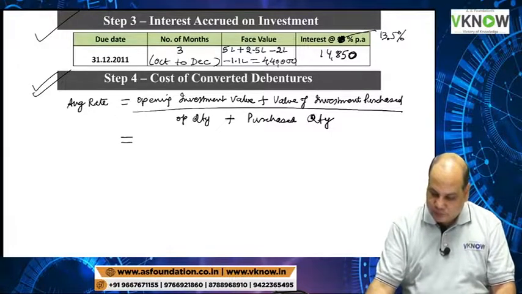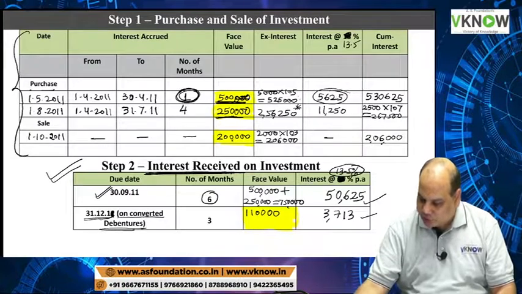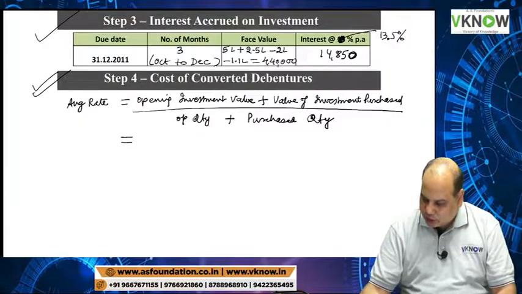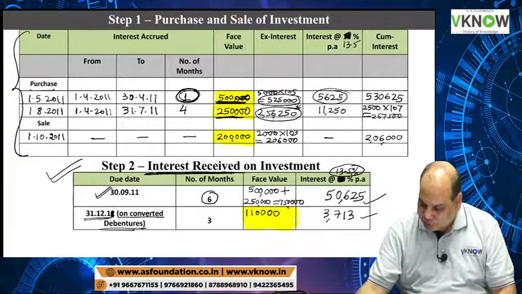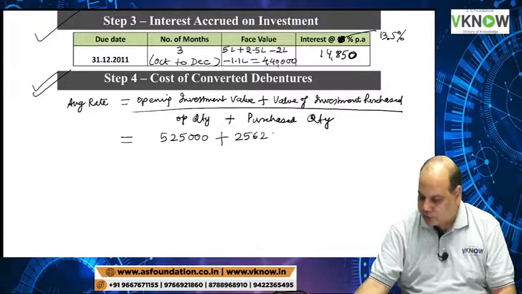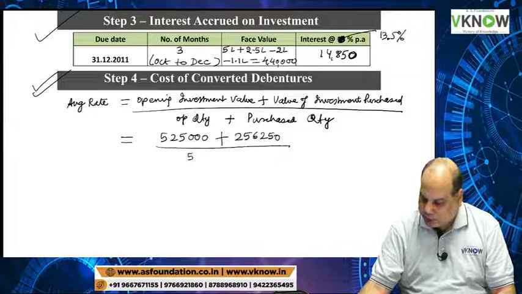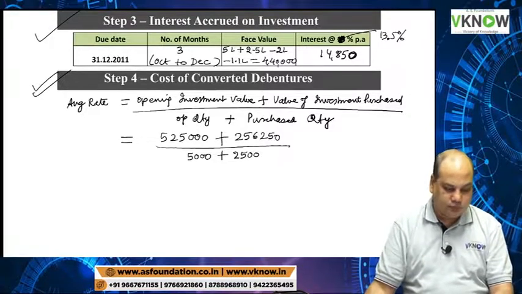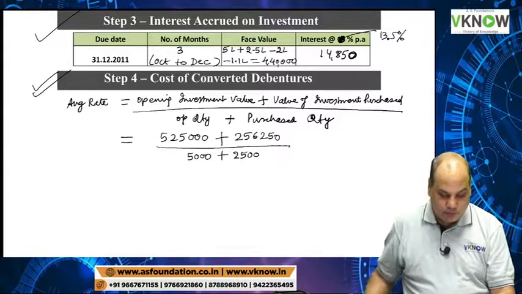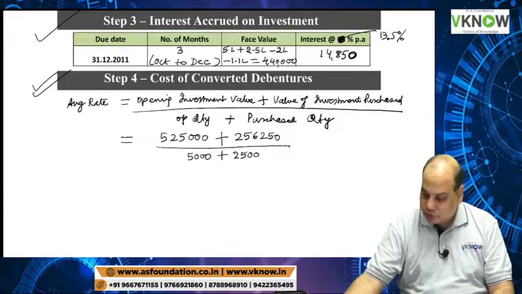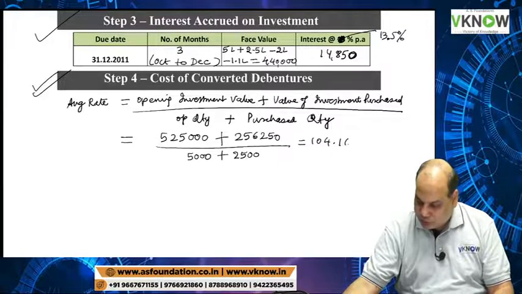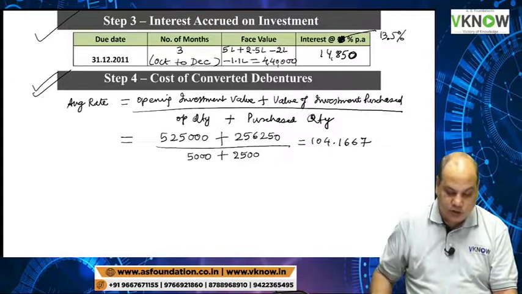Opening investment value, we will take this figure 5,25,000. 5,25,000 we already had, plus you purchased this one 256,250, divided by opening quantity 5,000 plus new quantity purchased 2500. So now you have to take the calculator and add first 5,25,000 plus 256,250 divided by 7500. So this comes to 104.1667.